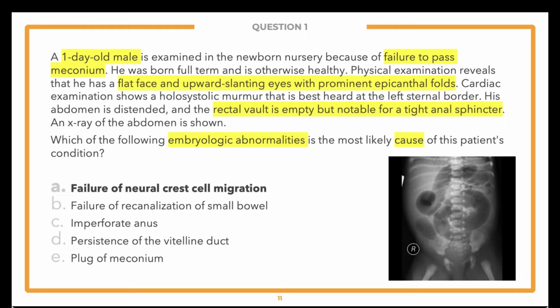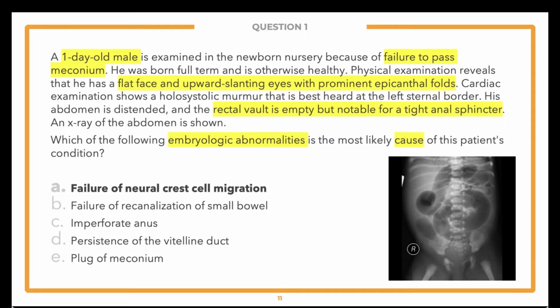That's key. Embryology isn't the biggest thing on the exam, but you do need to know a few things that are very high yield on there. And neural crest cells, you have to know your neural crest cells. That's always asked on every board exam, and you need to know those. Other options, failure of recanalization of small bowel. Well, even by looking at the image, that's large bowel we're looking at here, and that's likely not what's going on. That's more of an atresia, duodenal atresia, something along those lines.